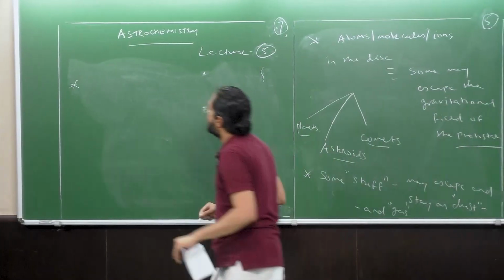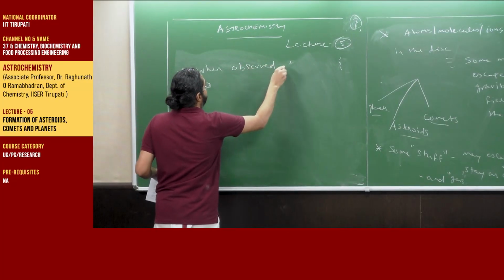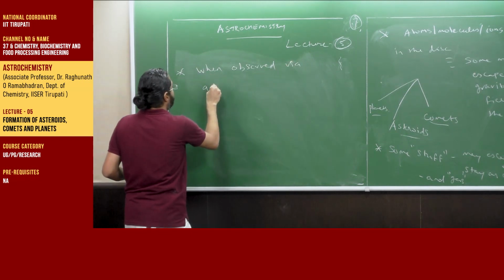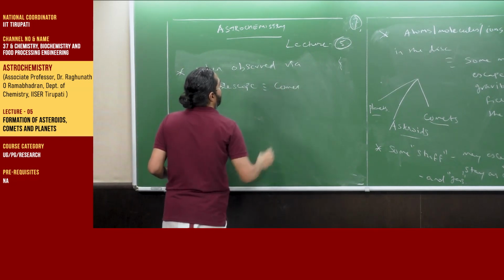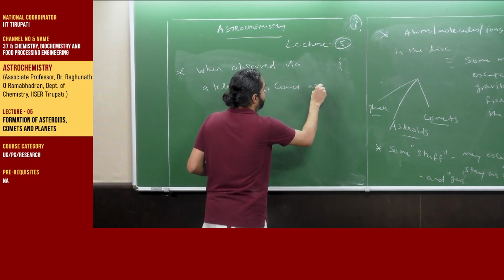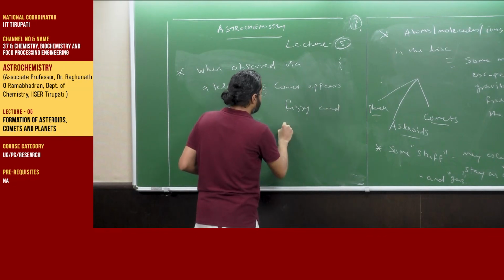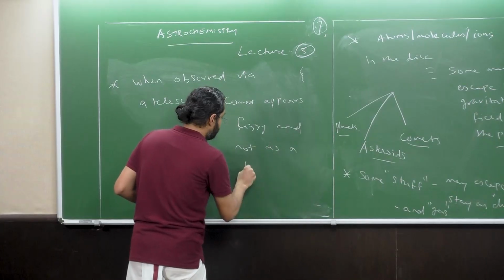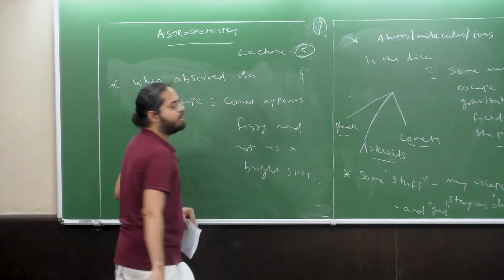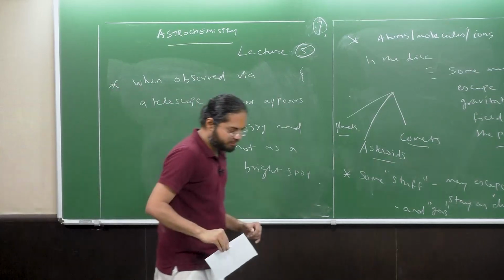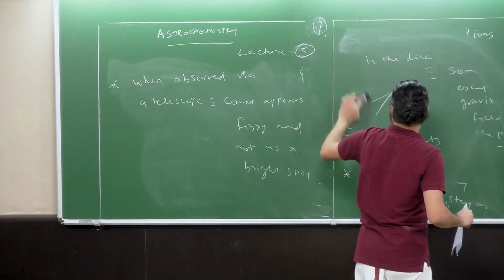So when observed via a telescope, a comet appears fuzzy and not as a bright spot, usually. So this is about comets. The next celestial object that we shall be looking into is asteroids.